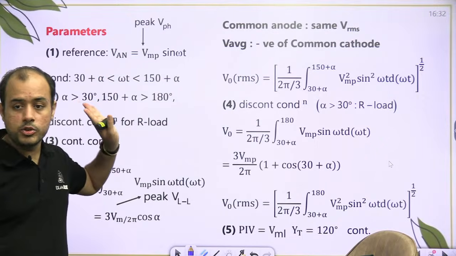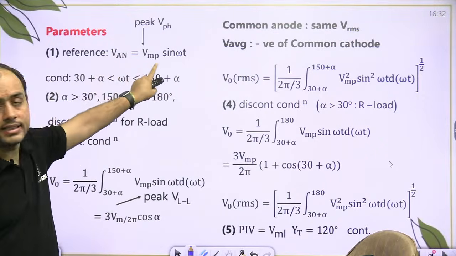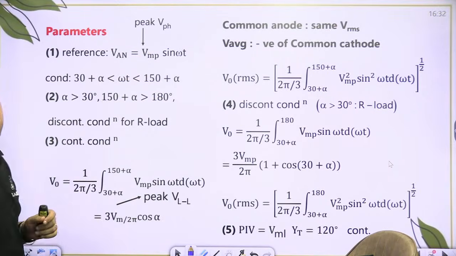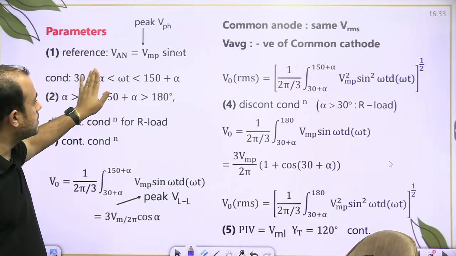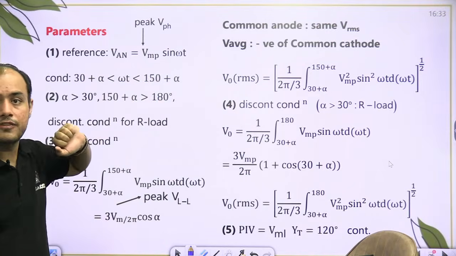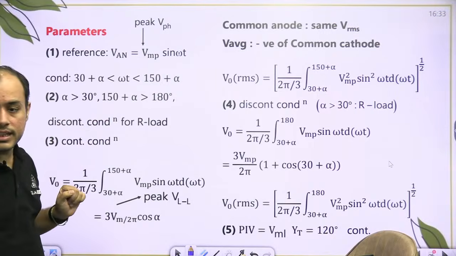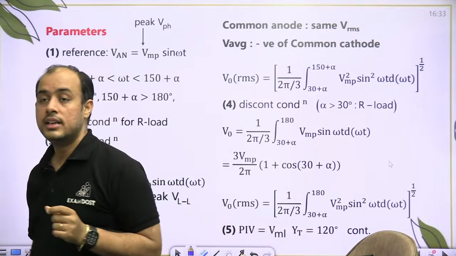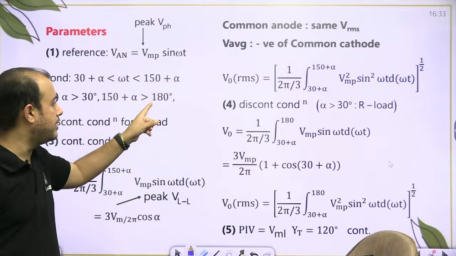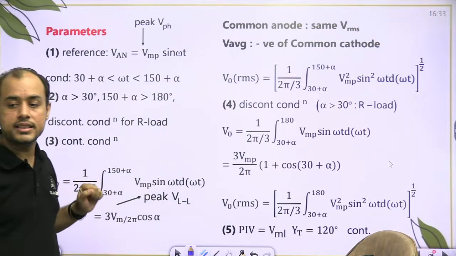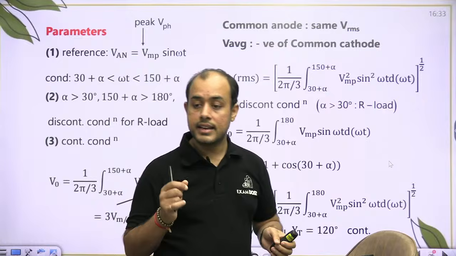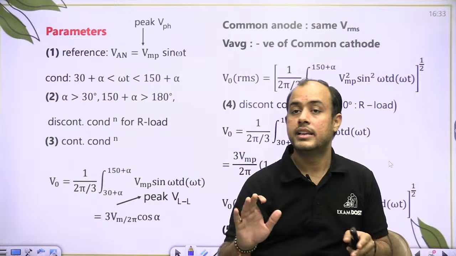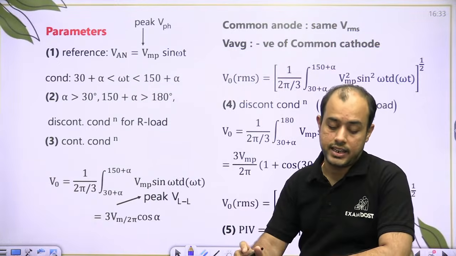So these are the things you need to remember beta. Reference is the VMP sin omega t, where VMP is the peak value of phase voltage. It should conduct from 30 plus alpha to 150 plus alpha. But if alpha is greater than 30, we get discontinuous conduction in a R load. So my conduction will stop at 180. मेरा कंडक्शन कहां से कहां तक जाएगा तब 180 तक. नेगेटिव ऑपरेशन आर लोड में नहीं करना. मैंने आर लोड के बारे में क्या पढ़ा रखा है कि वी नॉट कैन नेवर बिकम नेगेटिव.